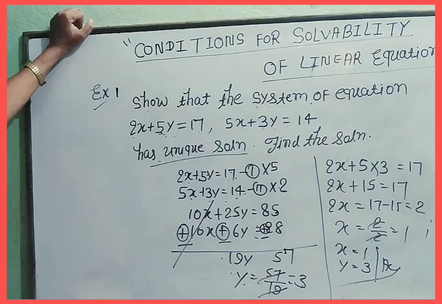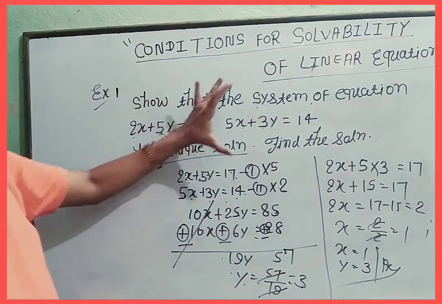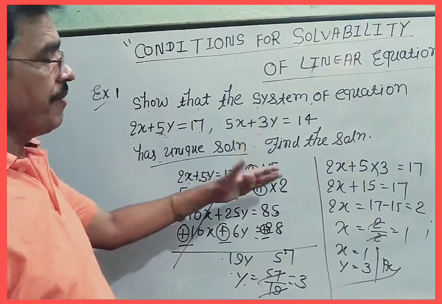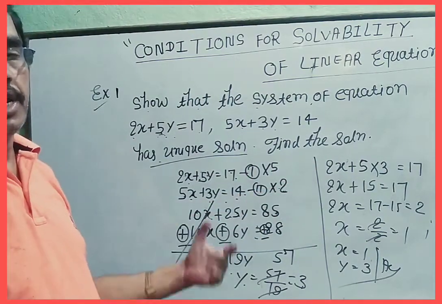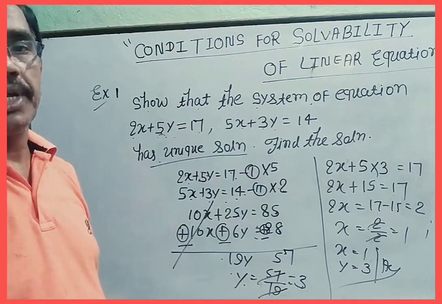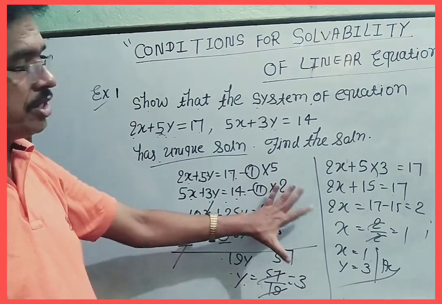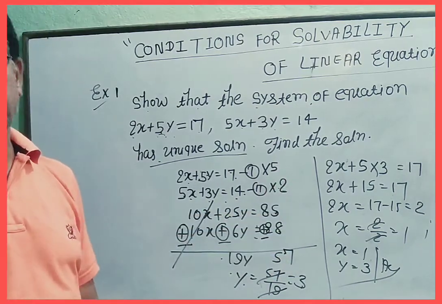So there are two steps. First you show that it has a unique solution, and then if it is unique, find the values of x and y by any method. In your book, the cross multiplication method is applied, but you solve this question by the elimination method.